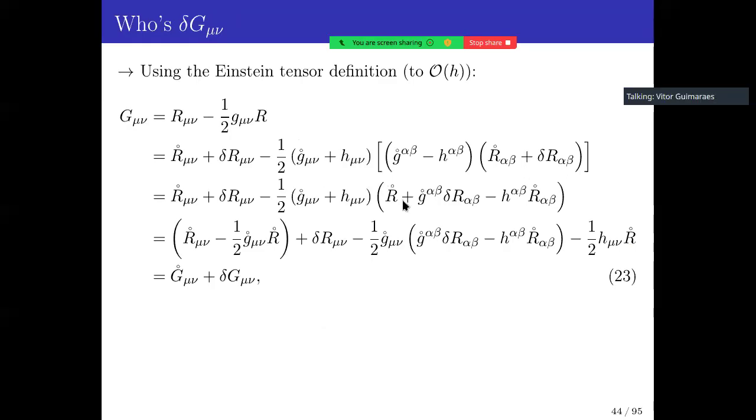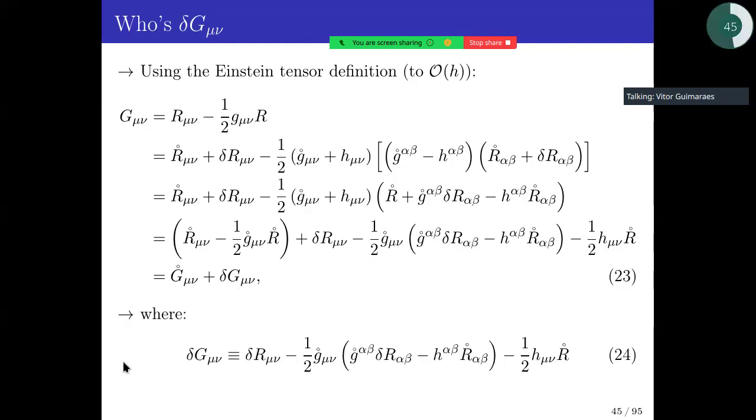Always keeping track of the terms in first order and getting rid of the terms in second order in h, okay. Then we identified this part as the original G mu nu, the original Einstein tensor for the background metric, right? And what is left, all the terms in first order in h, will be the perturbative terms. So they compose the perturbed Einstein tensor for a general curved background metric.